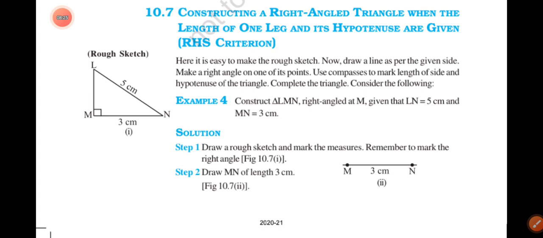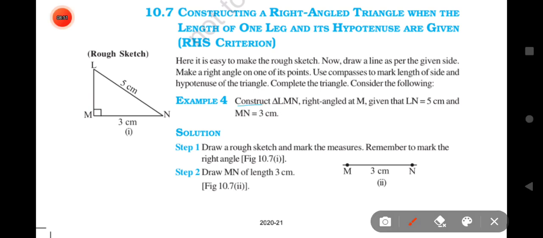Constructing a right angle triangle when the length of one leg and its hypotenuse are given. Here, it is easy to make the rough sketch. Now, draw a line as per the given side. Make a right angle on one of its points. Use compasses to mark the length of the side and hypotenuse of the triangle. Complete the triangle. Consider the following.